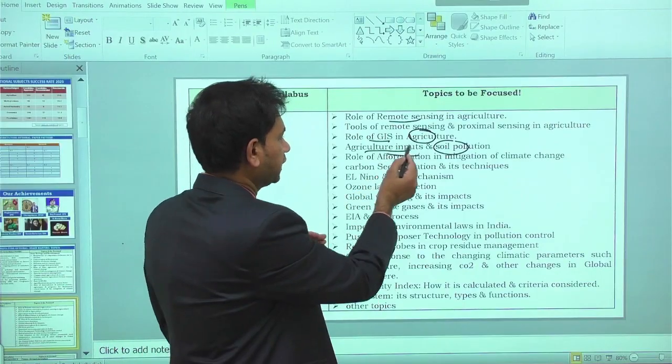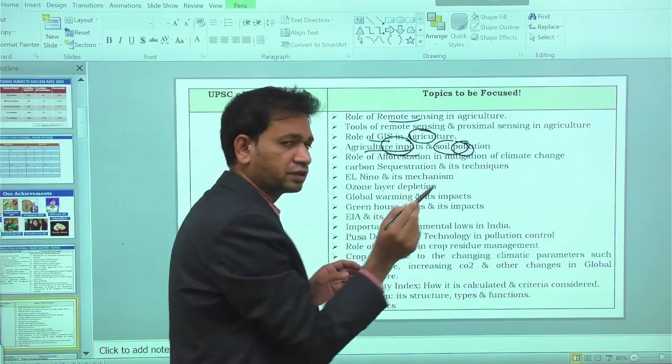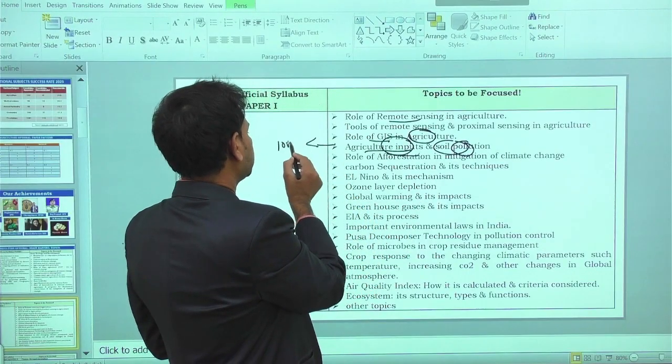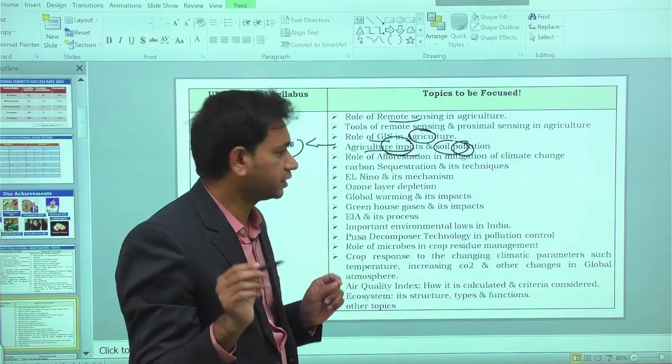With the help of the application of these inputs, contamination of the soil particles is possible. So here we can expect a minimum 10 marks question.